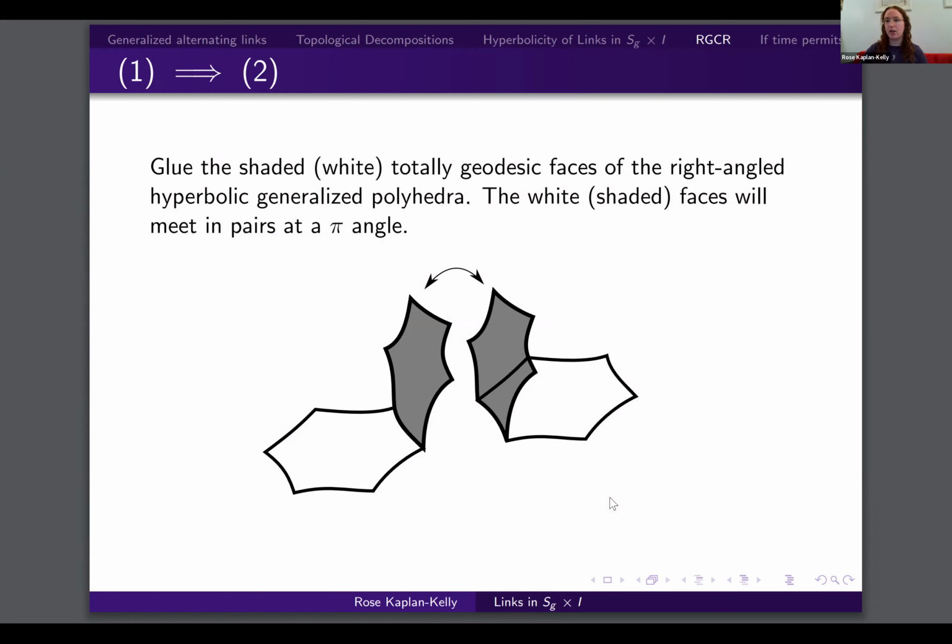So take those two generalized polyhedra, and let's say we just glue them along their shaded faces. Well, by assumption, all of the dihedral angles are right angles, so that means that all of the white faces will glue together at a pi angle. So as we build that white checkerboard surface, we're going to get that it's totally geodesic because we have this nice flat gluing for all of those faces. And the same would be true if instead I had said, let's start just by gluing the white faces and build the shaded checkerboard surface instead.